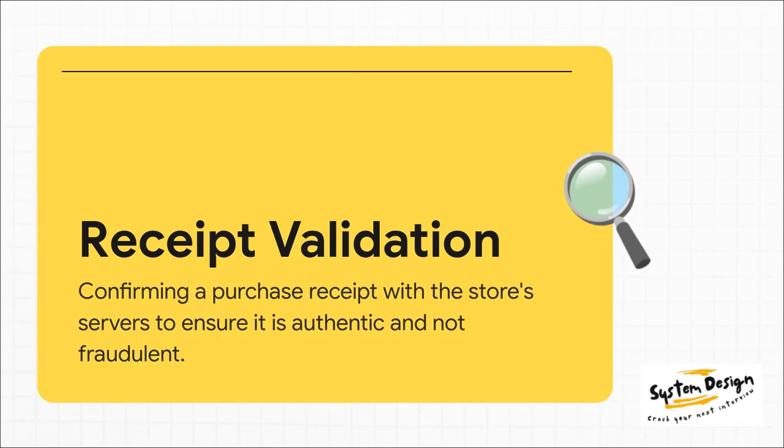Now, let's zoom in on that validation step, because this is so important for security. This isn't just some quick check inside the app. Oh no, the unified system makes a secure server-to-server call directly to Apple or Google's own servers. This is how it knows for sure that the receipt is legit and hasn't been faked. It's your frontline defense against fraud.